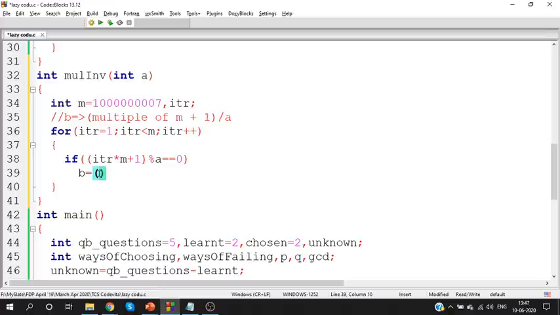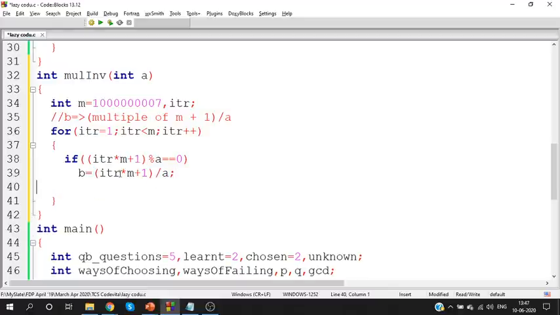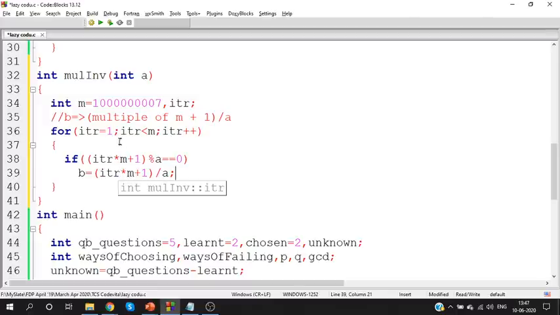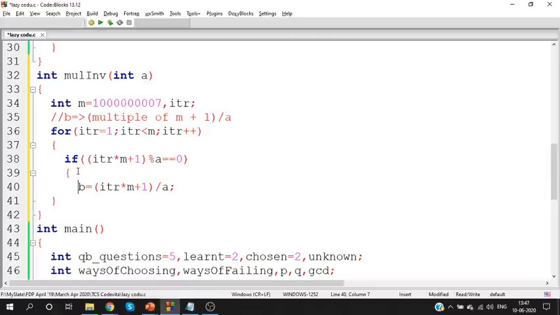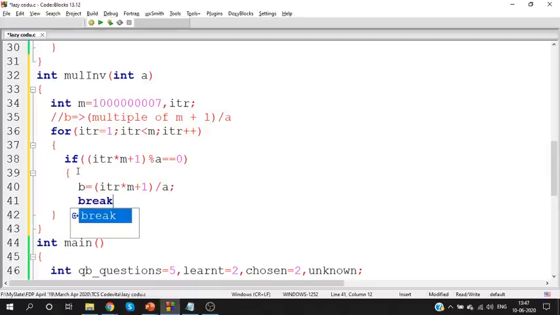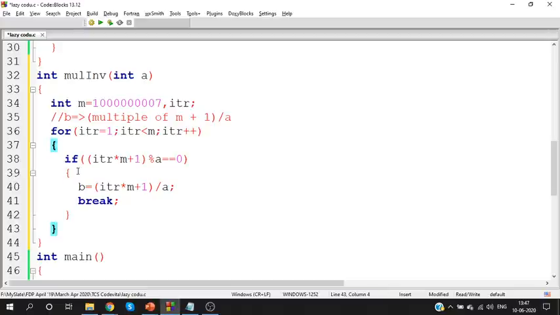So how can I calculate B value? Multiple of m plus 1 divided by a. I hope it is understandable for all of you. Take all the multiples only to get a whole number value. Check whether it is divisible. If it is divisible, divide it and get the whole number value. Okay. So as soon as you get the whole number value, you can stop the process and return B.